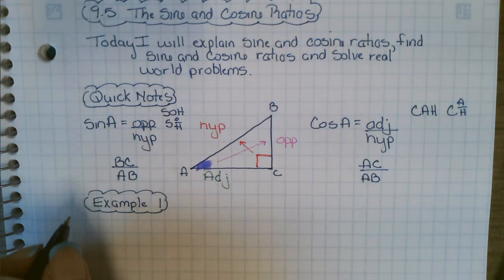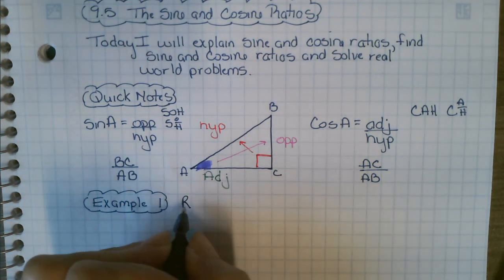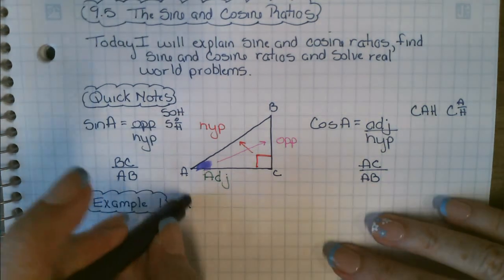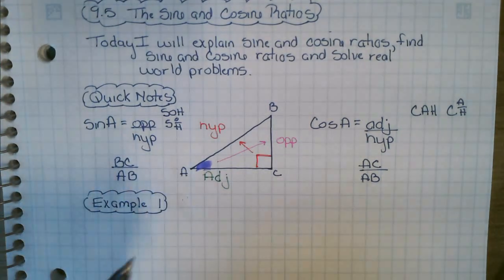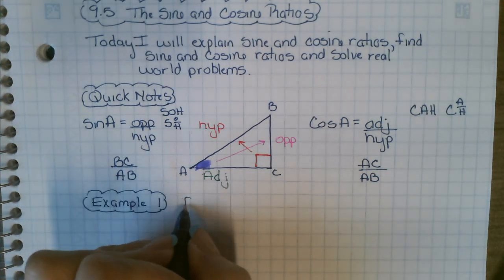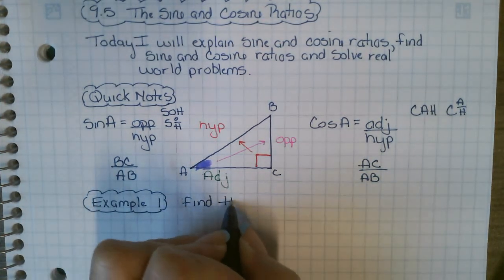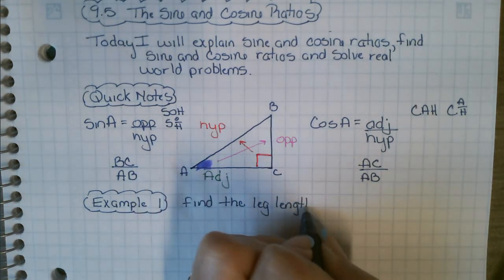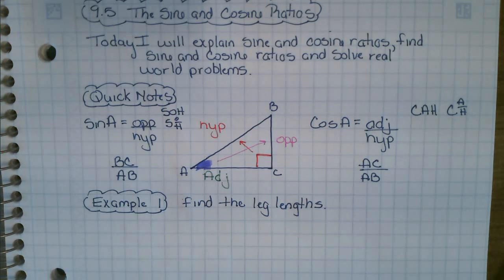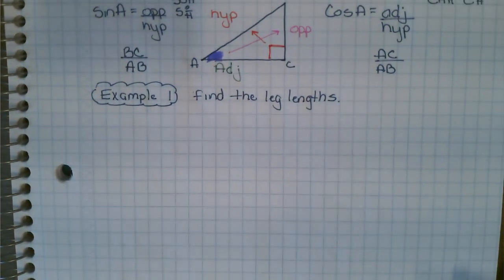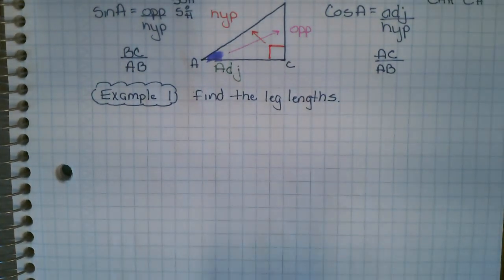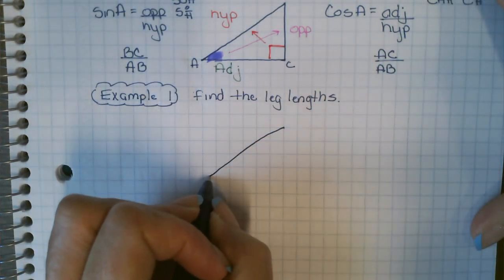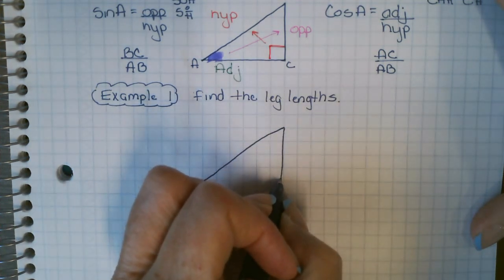Alright, so let's go down to example number 1. This one is going to be about finding the leg length. It's the exact same thing we just did in the other video, but now we are using sine and cosine. Again, I'm going to draw my triangle in the center, because we're going to use the same triangle for both sine and cosine.